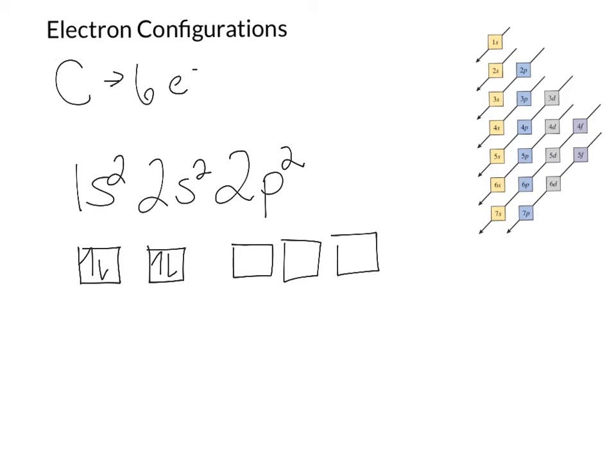So if I have 2 electrons, I want to put 1 right here and 1 in the next box, because remember, we don't pair up electrons until all of the orbitals in that subshell are filled. And note here, I have accounted for all 6 electrons. So we have the 1, 2, 3, 4, 5, 6 electrons.